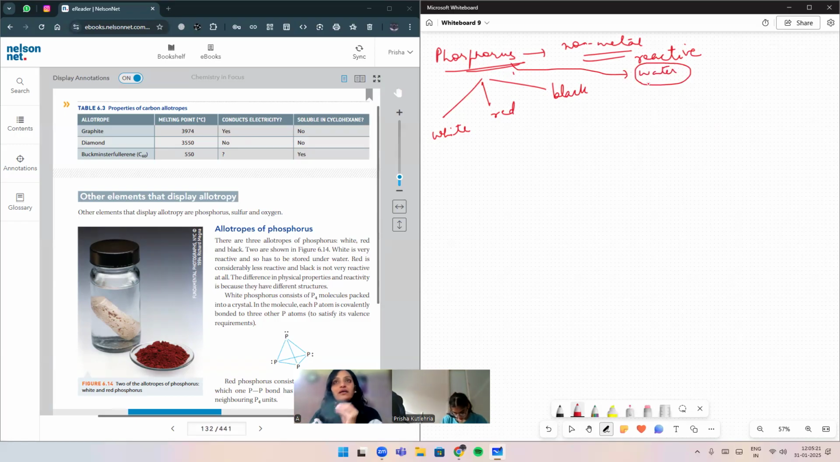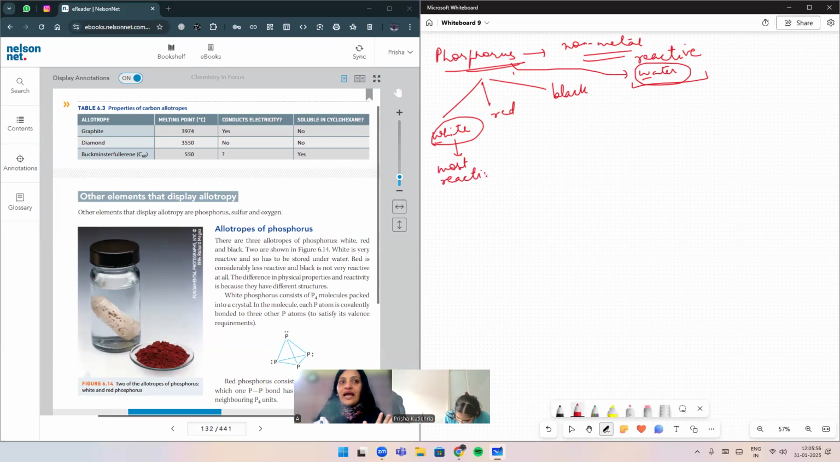Now, see, the phosphorus which we were keeping in water is actually white phosphorus. Now, how do I remember? Water and white both start with W. By this way, I remember that white phosphorus has to be kept in water in order to keep that phosphorus for a longer time. And white phosphorus, out of these three allotropes, is the most reactive.